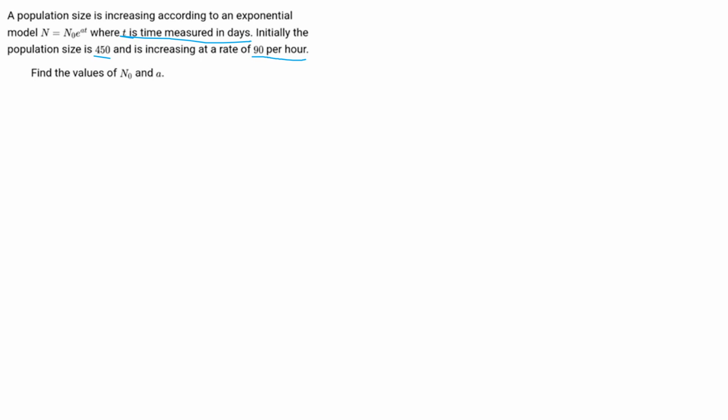Well, we can find n0 because t is equal to 0. Therefore, 450 is equal to n0 e to the a times 0. A times 0 is 0. E to the 0 is 1. So we can just cancel that out and give us n0 is equal to 450.